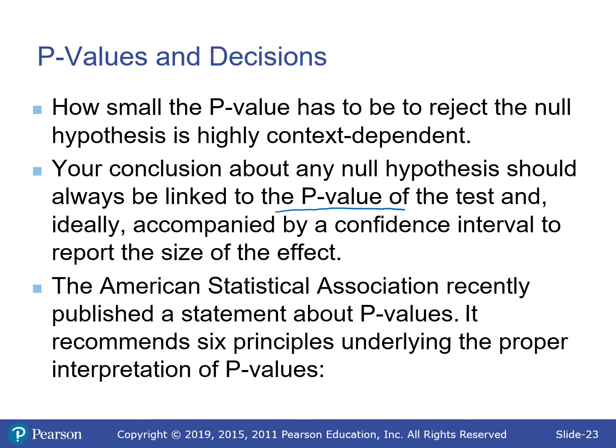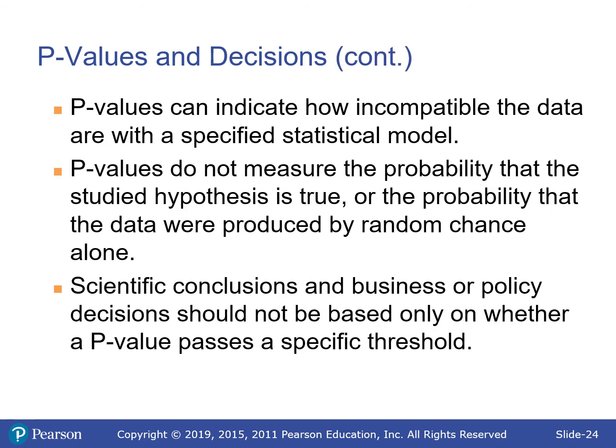Then the American Statistical Association recently published a statement about p-values, and by recently, this means actually really quite recently. It recommends 6 principles underlying the proper interpretation of p-values. They indicate how incompatible the data are with a specified statistical model. That's a tough sentence to get through. They do not measure the probability that the studied hypothesis is true, or the probability the data were produced by random chance alone.